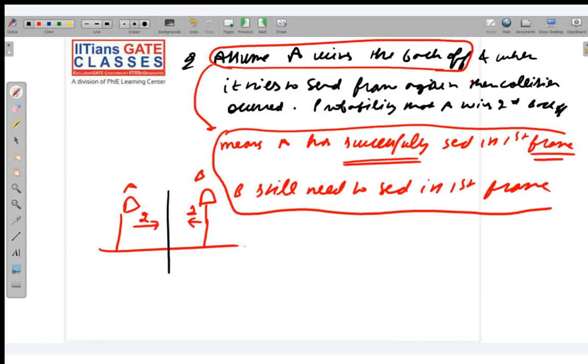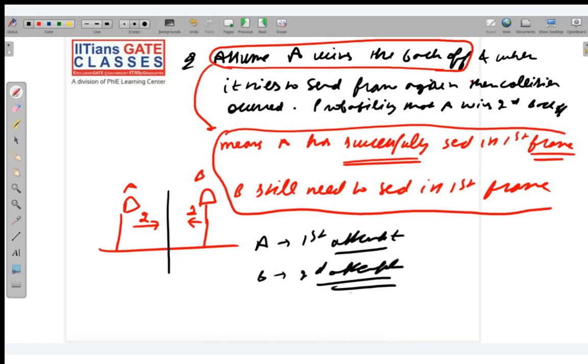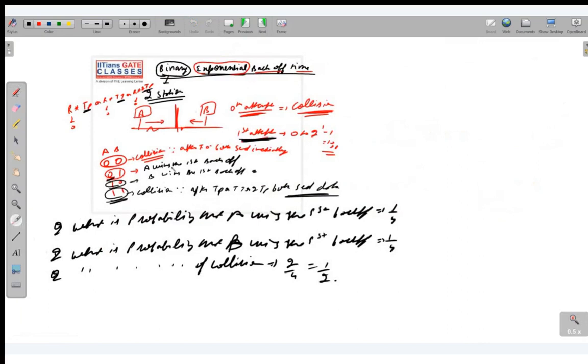A's attempt will be only the first attempt, because it was the 0th attempt for the second frame at which collision occurred. And what about B? Second attempt. Please try to focus here. Why B's second attempt? Because B's first attempt has been done already. The 0th attempt was when both tried to send the first frame and collision occurred. The first attempt was when they chose the random numbers. A chose random number 0, B chose random number 1. After A sent its frame successfully and tried to send the second frame, collision occurred. So for B it will be the second attempt.